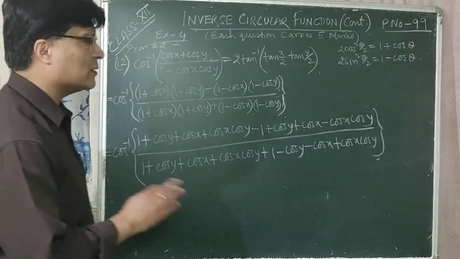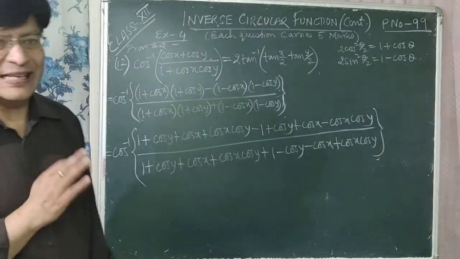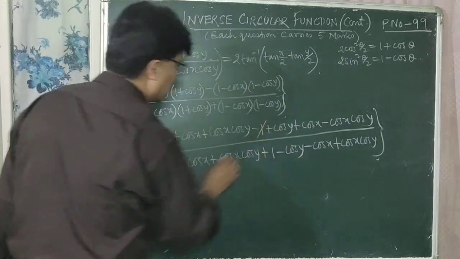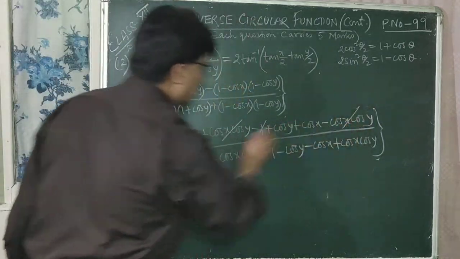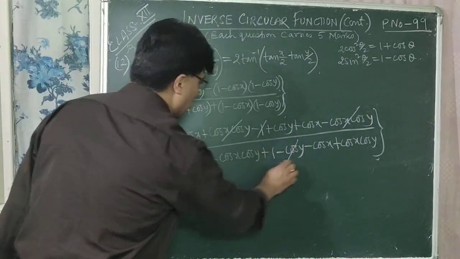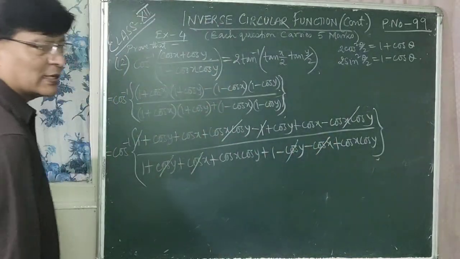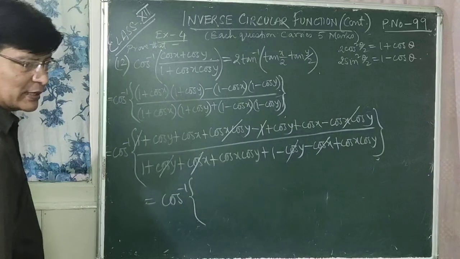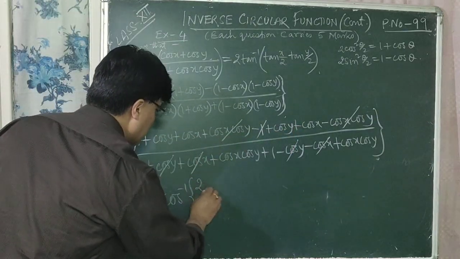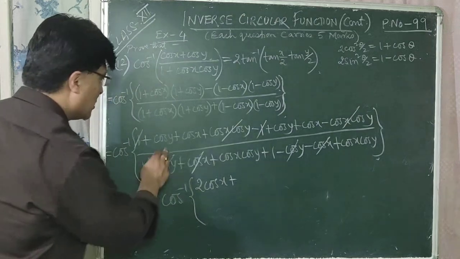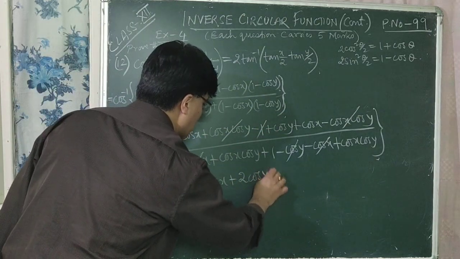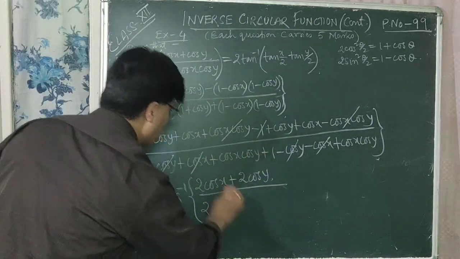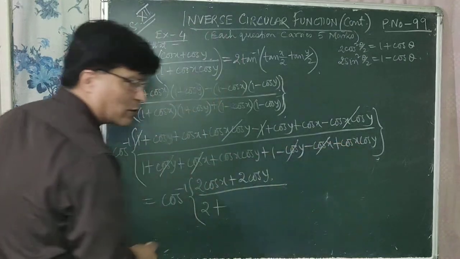So now you can cancel the similar terms, but they should be of opposite sign, isn't it? That is, this plus 1 minus 1 gets cancelled, cos x cos y plus minus gets cancelled, here cos y gets cancelled, and here cos x gets cancelled. So is equal to cos inverse, now within second bracket, cos x plus cos x, 2 cos x, plus cos y plus cos y, 2 cos y, whole divided by, in the denominator 1 plus 1 is 2 plus cos x cos y plus cos x cos y. What is it?